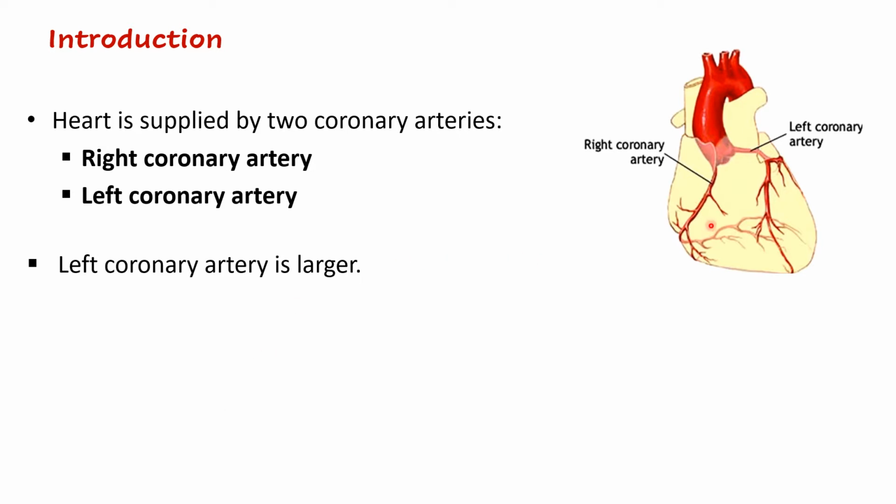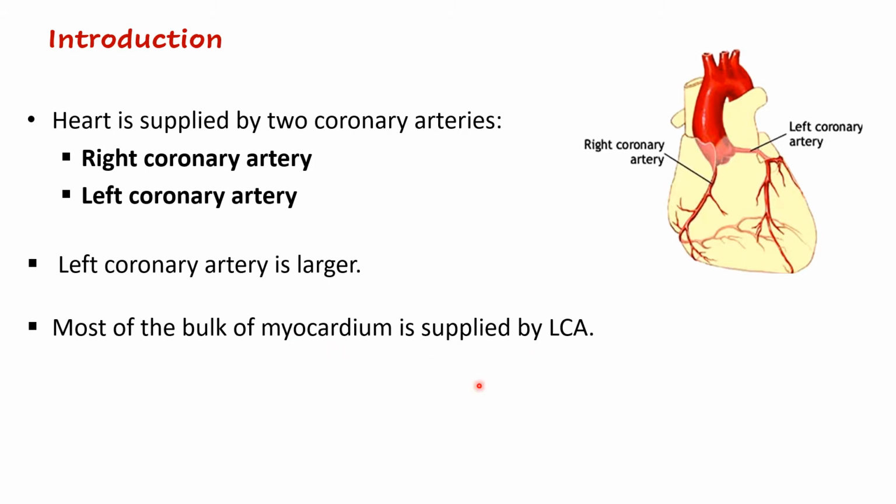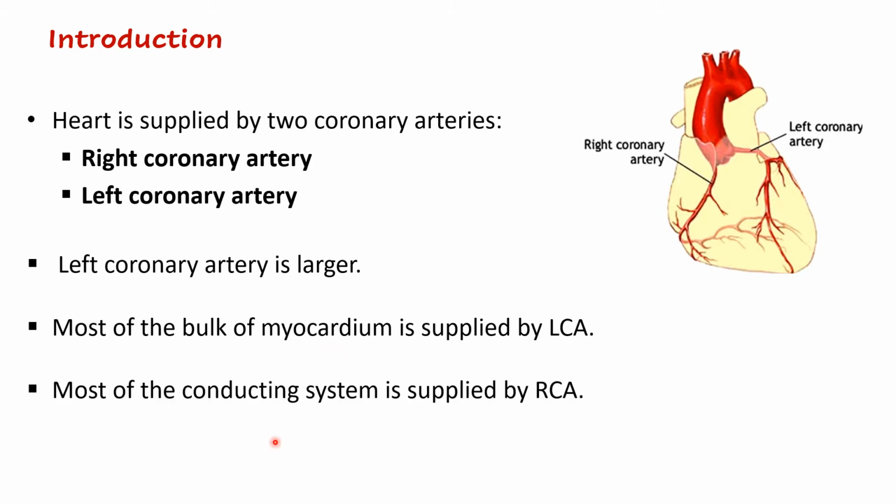The left coronary artery is the larger of the two and it supplies most of the myocardium of the heart, whereas the right coronary artery supplies most of the conducting system of heart. So this you should remember, that left coronary artery supplies most of the myocardium, whereas right coronary artery supplies most of the conducting system of heart.